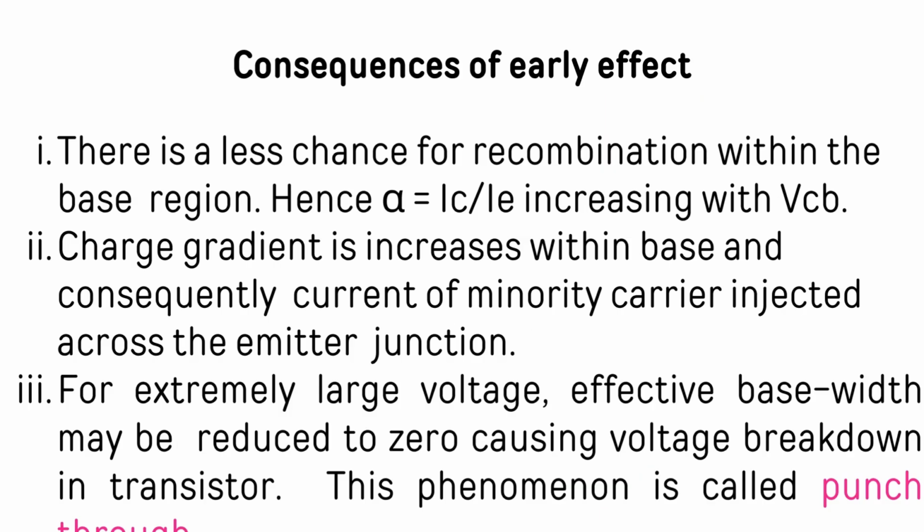Consequences of early effect: there is less chance of recombination within the base region. Hence, alpha equals IC by IE increases with VCB. Charge gradient increases within the base, and consequently the current of minority carriers injected across the emitter junction increases. For extremely large voltages, the effective base width may be reduced to zero, causing voltage breakdown in the transistor. This phenomenon is called punch through.